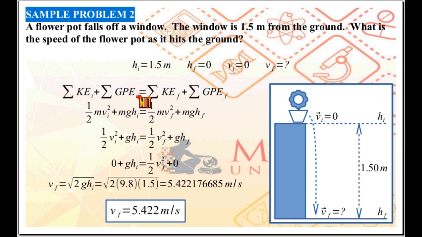So we use the classic equation for conservation of energy analysis. Initial mechanical energy is equal to final mechanical energy. Initial kinetic energy plus initial gravitational potential energy is equal to final kinetic energy plus final gravitational potential energy. There's only one object to consider, the flower pot.